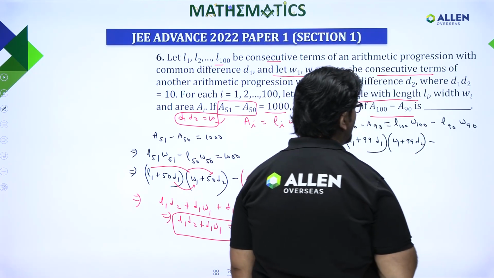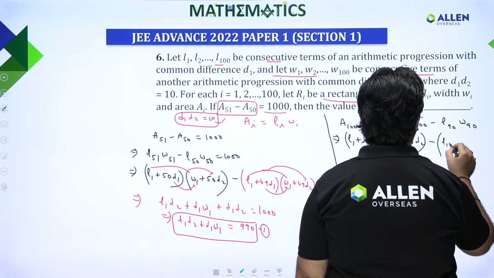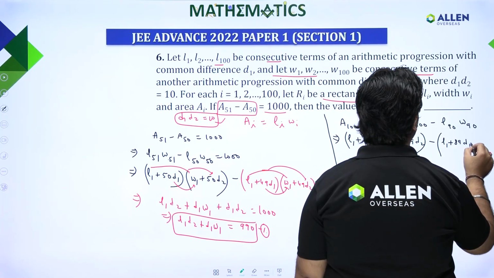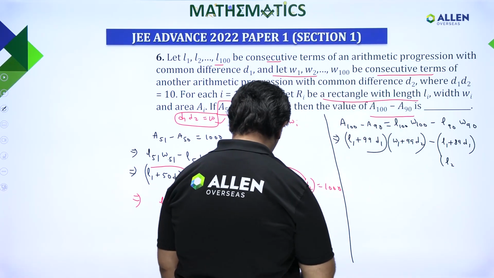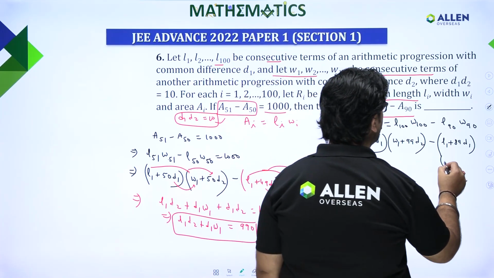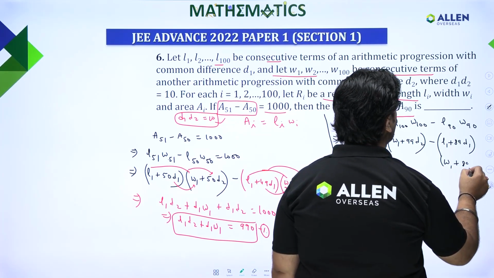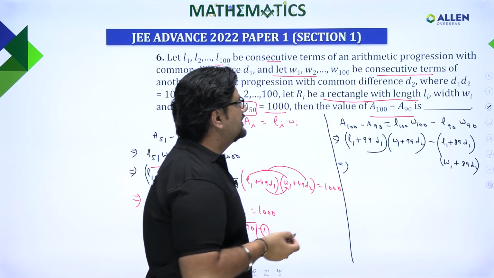And here what I would be getting, for sure, is L1 plus 89 D1 multiplied by W1, my dear. So W1 plus 89 of D2 we are getting. Now we have to calculate this value as well.